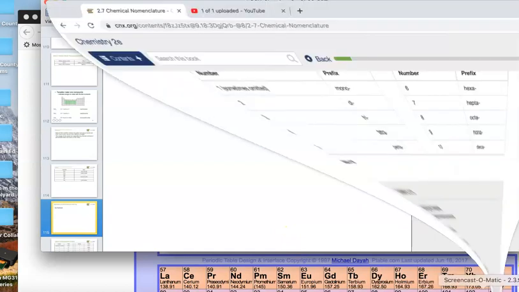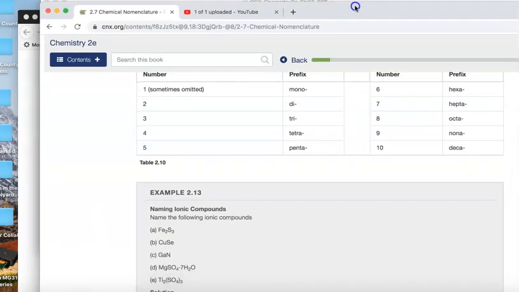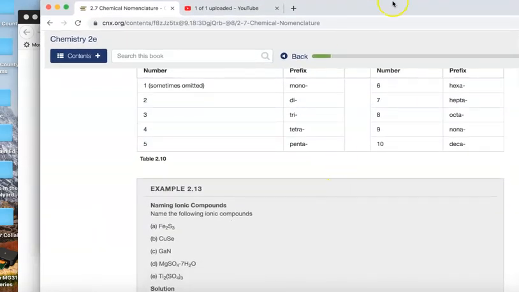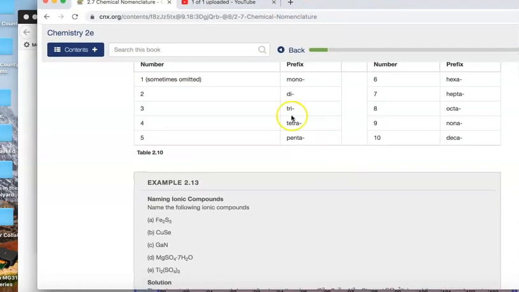Okay, let's look at our textbook here for some more problems. Here we have several different compounds that we have to name. At this point we can go to the first one, Fe2S3.